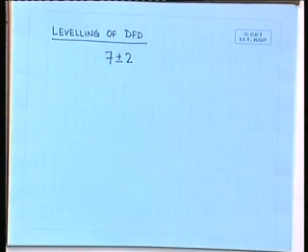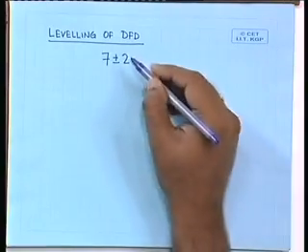Actually, the leveling of DFD is based on a concept of human decision making which is known as 7 plus minus 2. What is 7 plus minus 2? Not 5 and 9, it is 5 to 9. All numbers beginning from 5 up to 9 is known as 7 plus minus 2. Actually, the 7 plus minus 2 is a very important number.